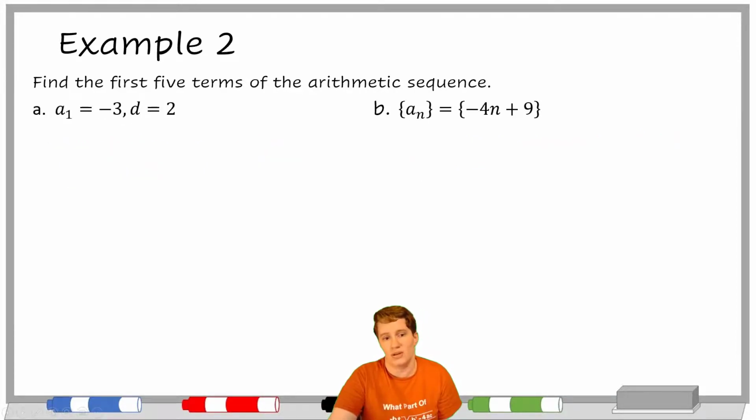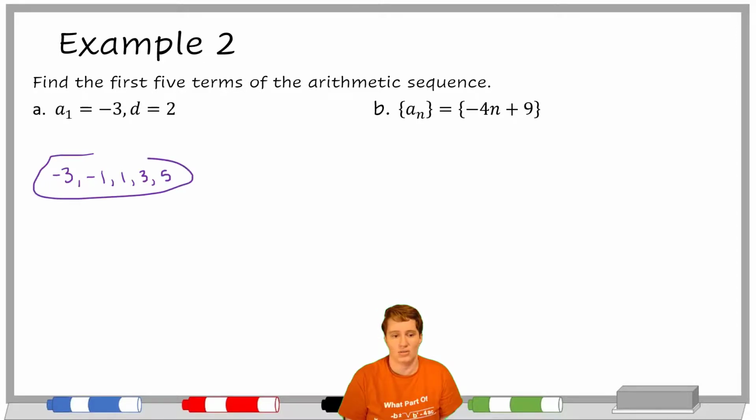Example 2, find the first 5 terms of the arithmetic sequence. This first one, we're given the first term, so we actually already know the first term, and then the common difference. So we're just going to add 2 to the first term, and that gives us the next term. And we're just going to do that until we have 5 of them. We don't need to put the ellipsis because we were just supposed to put 5 of them. I guess you could if you wanted to, but some would argue that that's not correct.